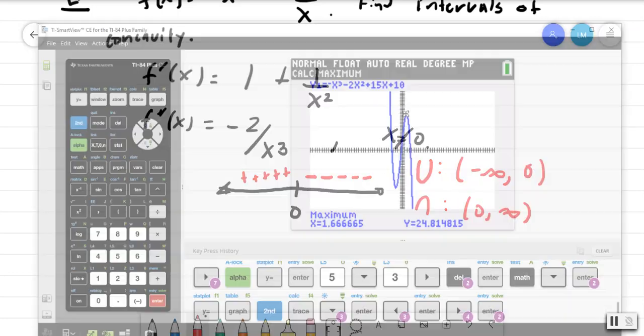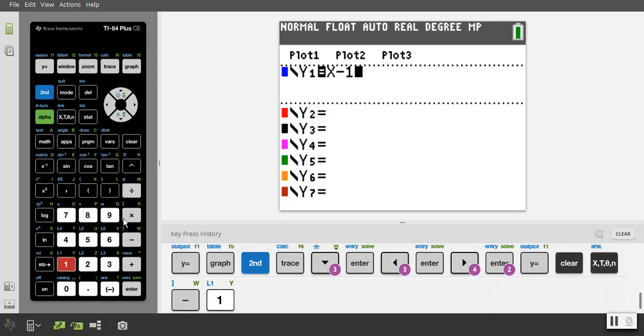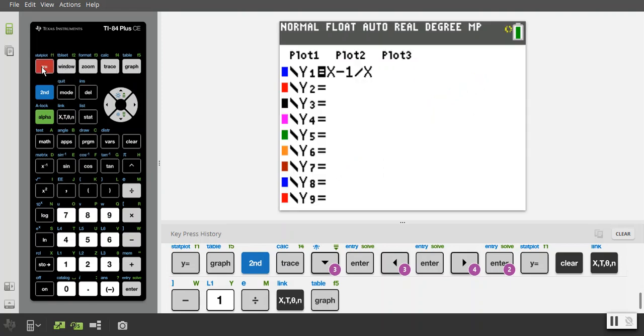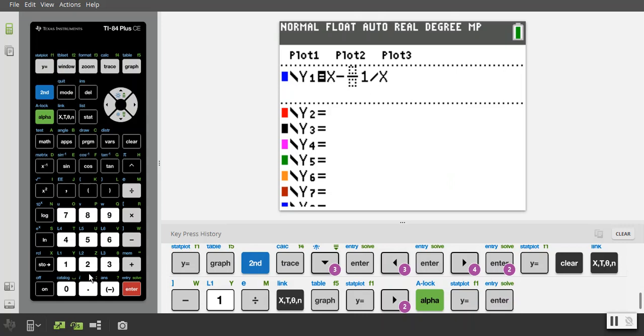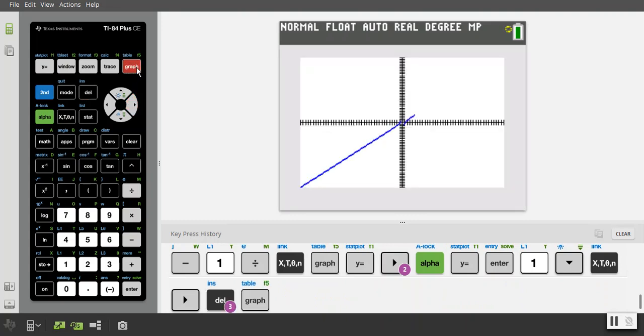So if we go ahead and look at the graph of the equation, let's say we have x minus 1 divided by x, and then we go to graph. Let's actually make sure that it knows that I mean 1 over x. Let's just delete that, delete, and go to graph.